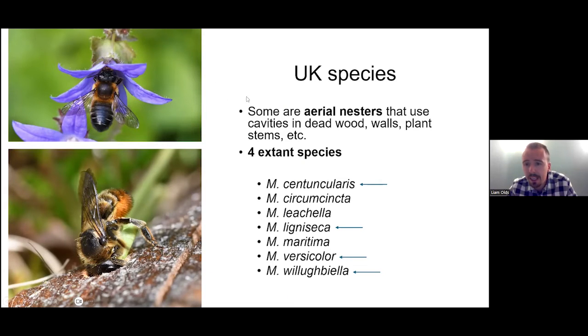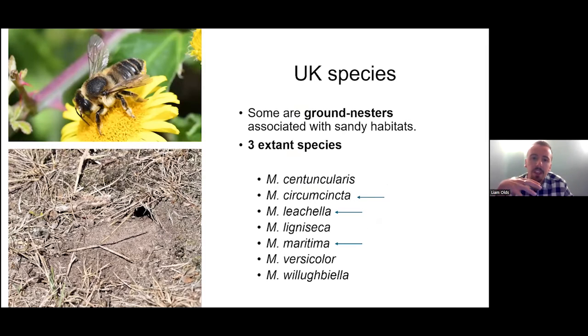With our aerial nesters, the ones using pre-existing cavities, we have 4 species that regularly use those habitats. That's Centunculuris, the patchwork leafcutter bee, Lignoseca, the wood carving leafcutter bee, Versicolor, the brown-footed leafcutter bee, and Willughbiella, Willoughby's leafcutter bee. Then we've got some species that are ground nesting, associated with sandy soils. We have 3 species that do that: Circumcincta, the black-headed leafcutter bee, Leachella, the silvery leafcutter bee, and Maritima, the coast leafcutter bee. So that's quite handy in itself sometimes.